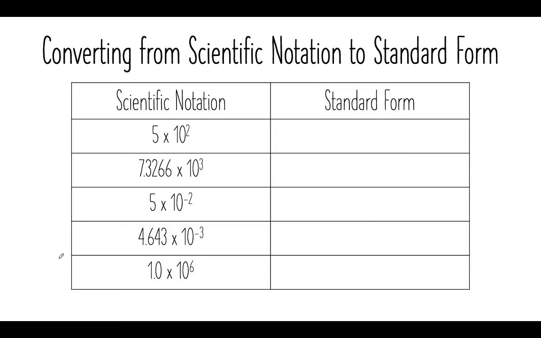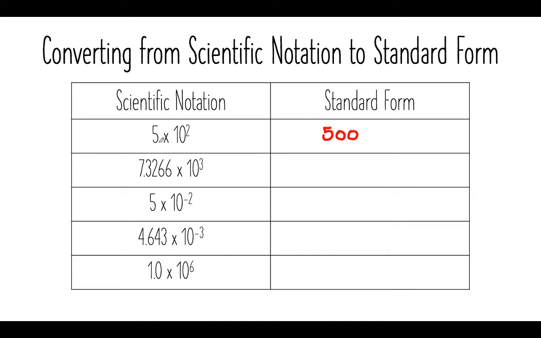So we're first going to be looking at how to go from scientific notation to standard form. All we have to do in order to do that is to just multiply our number by the 10 to the exponent. So 5 times 10 to the 2 tells me that this is 500.